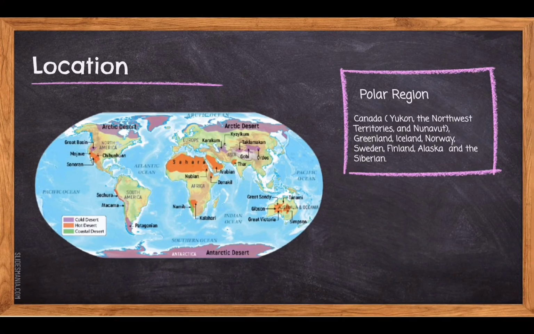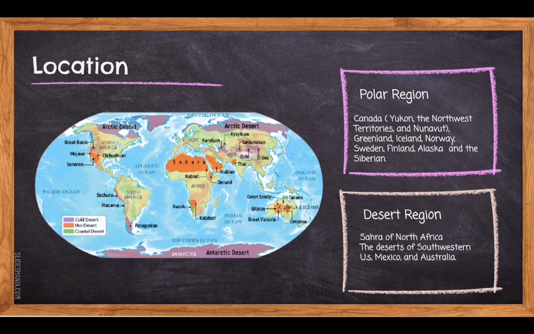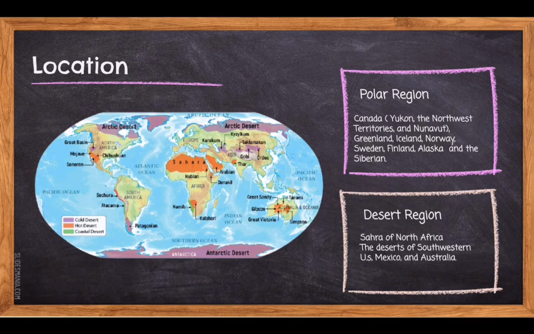There are some countries that belong to polar regions such as Canada, Greenland, Iceland, Norway, Sweden, Finland, Alaska in the USA, and the Siberia region of Russia. And about the desert regions, the Sahara of North Africa, the largest hot desert, belongs to the desert regions, and also the deserts of the southwestern US, Mexico, and Australia.